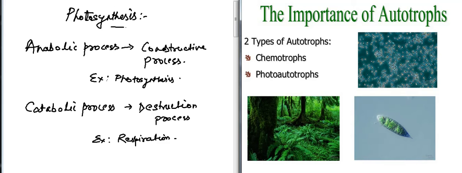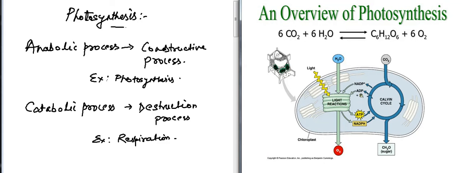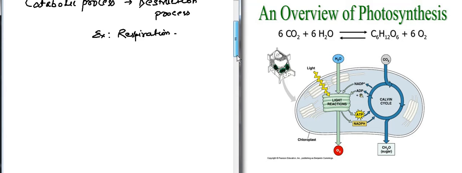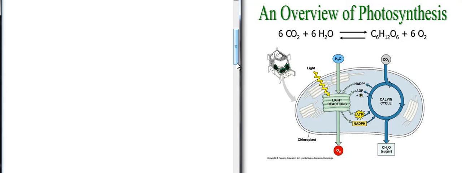Now the main part, the overview we are going to discuss here, is what is actually happening in photosynthesis. We are seeing here 6 CO2 combines with water molecules and forms simple sugar, which is called glucose, and oxygen is evolved. So here we will discuss how things are going on. Let me show you a demo outline of how things are going on.